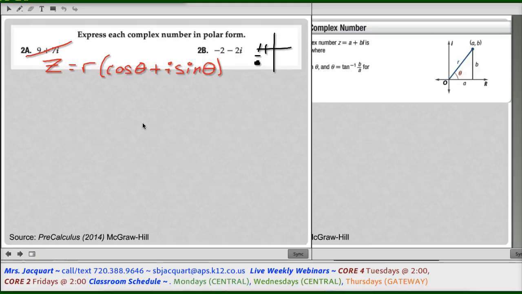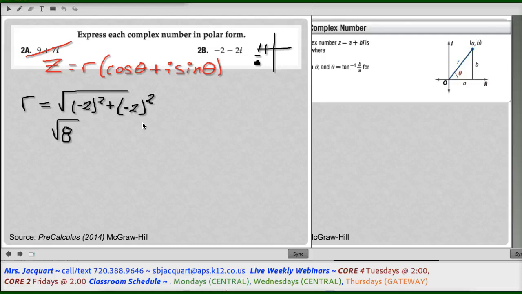So let's work our problem. Let's find r. r equals the square root of -2 squared plus -2 squared. So that equals the square root of 8, and that's going to be 2 square root 2.